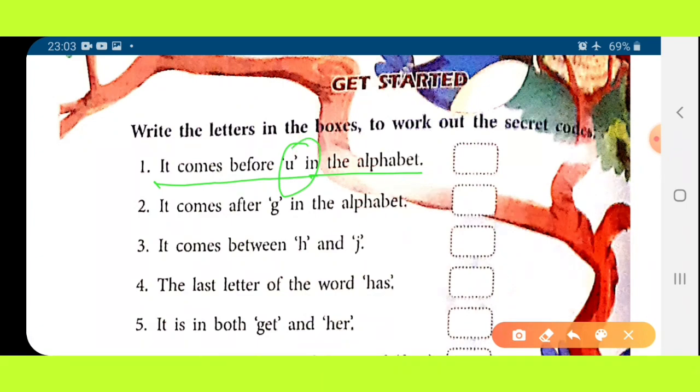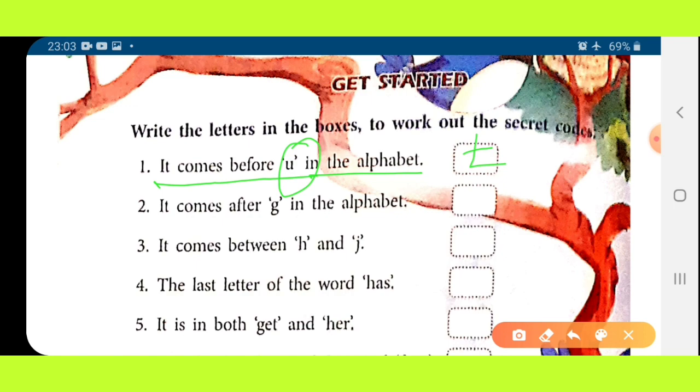U before means पहले. U से just पहले क्या आता है? Yes? Yes, what comes? Very good. T. I have written here because T comes before U. T, then U comes. Means U से पहले क्या आता है? T.